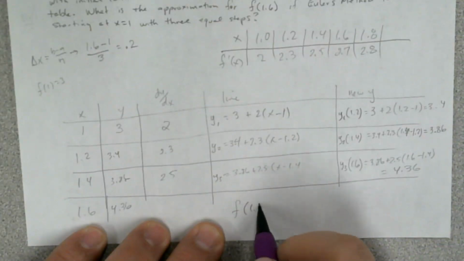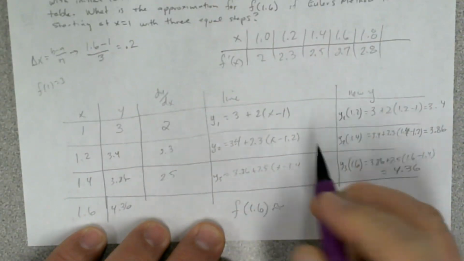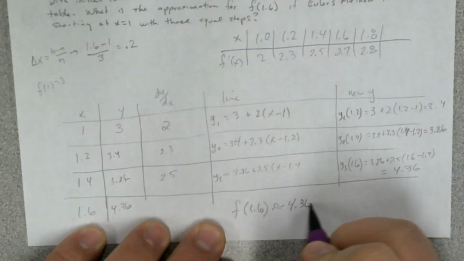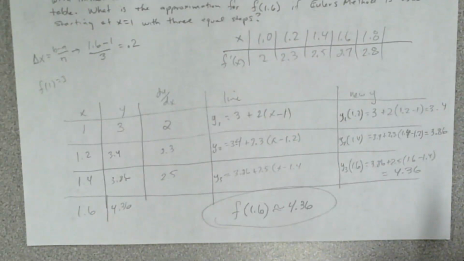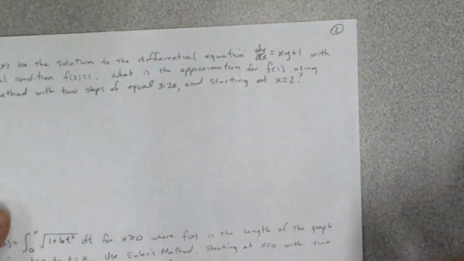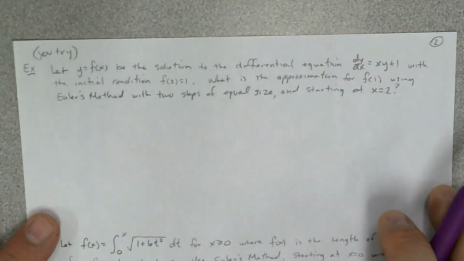F of 1.6 is approximately 4.36. Don't leave it like this, write it like that. Okay, that's what they're going to be looking for, and that's answering their question. Okay, so that's the techniques there. I have some other ones that come about. Here's one for you to try.